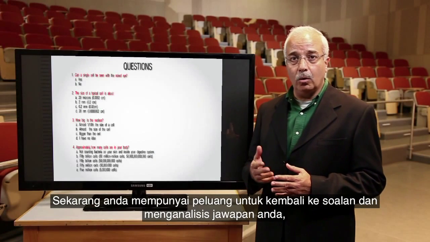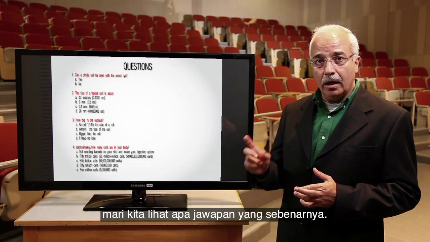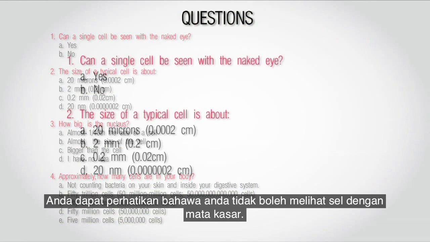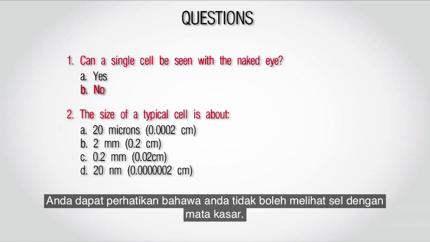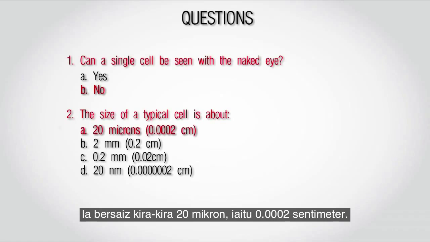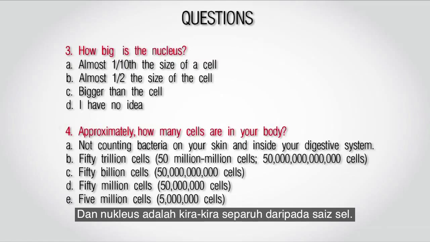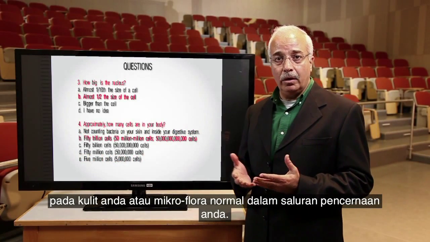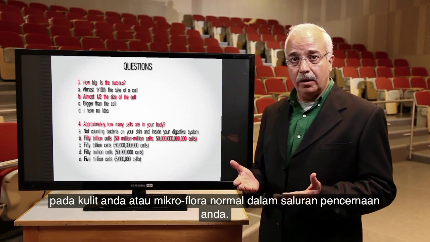Now that you've had the chance to go over the questions and analyzed your answers, let's have a look at what the answers really are. You will note that you cannot see a cell with the naked eye. It's about 20 microns in size, that is 0.0002 centimeters, and the nucleus is about half the size of the cell. In your body, you have about 50 trillion cells, not counting the microflora or the bacterial cells on your skin or the normal microflora in your digestive tract.